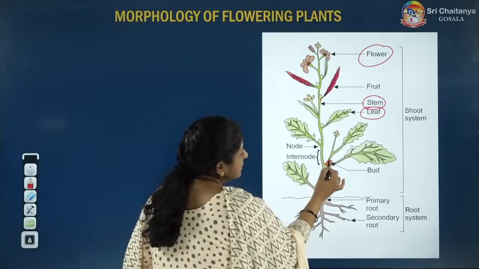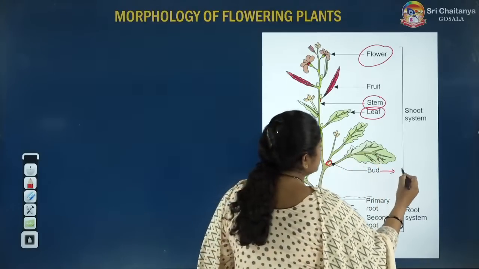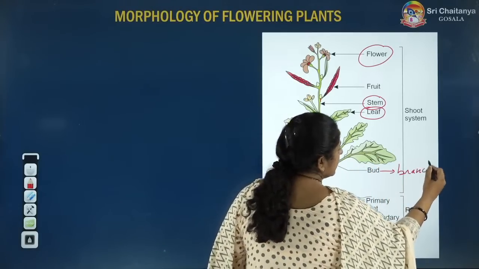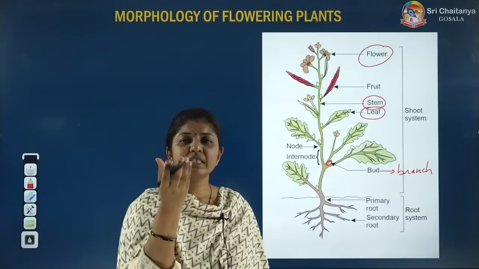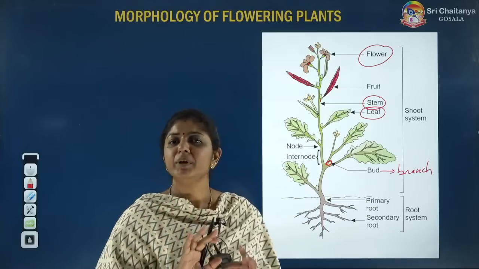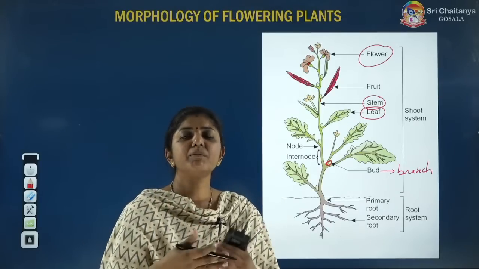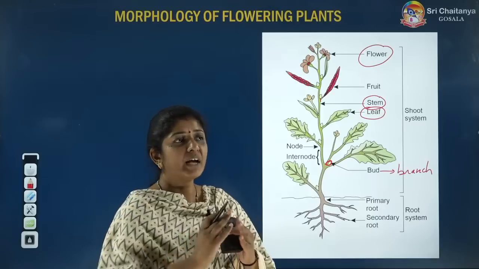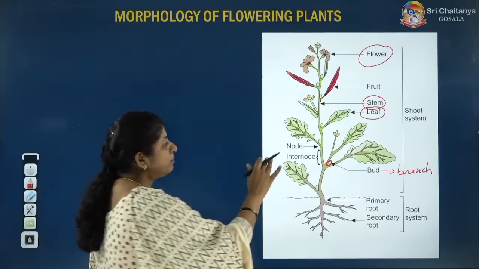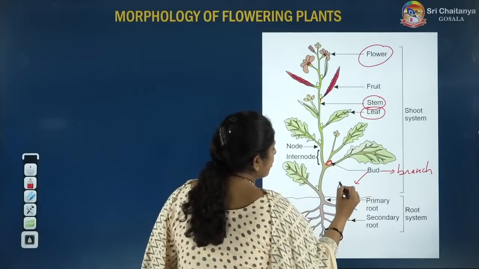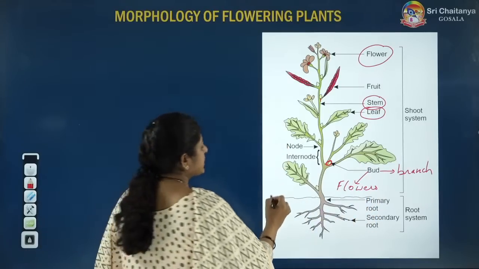Buds are structures which have to convert into a branch. When you are sowing some seeds, they sprout like a small seedling. At that time obviously there will be no flower. Then those buds will give out branches and help in the more growth of the plant. But once your plant matures, you find some flowers on it. Then those buds will start giving flowers. At that time you call them floral buds.